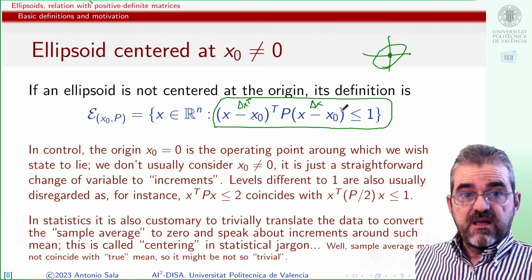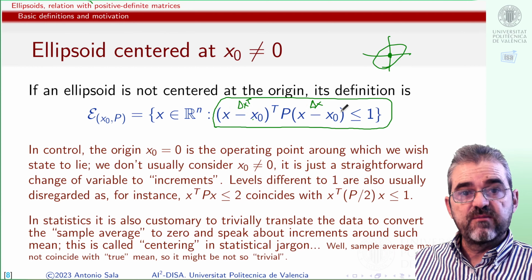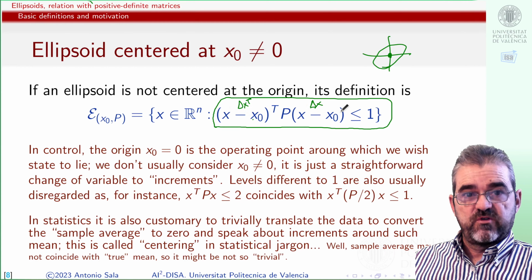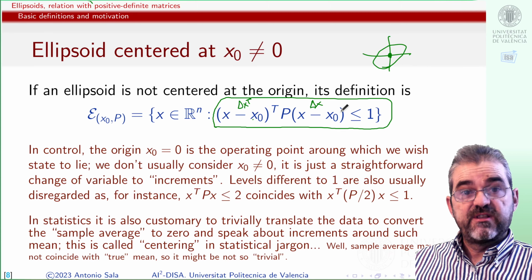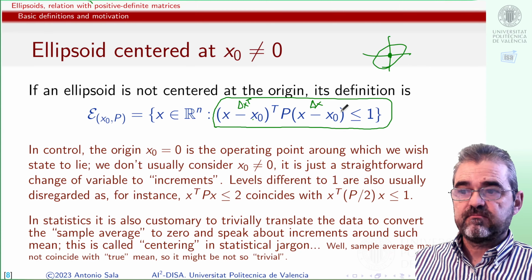So even if we may write the non-centered ellipsoid if we wish so, we usually, in control, will change coordinates so that the center of the ellipsoid is 0. And once that change of coordinates is done, we forget about x0.